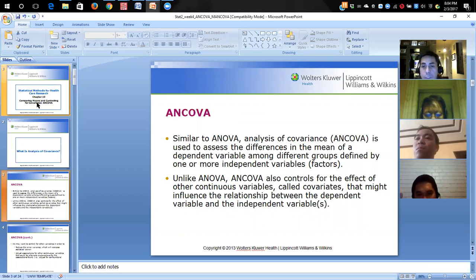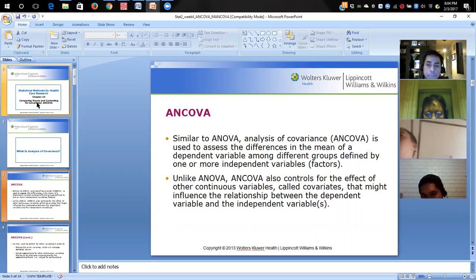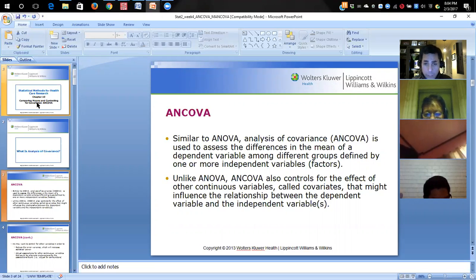So these are what we call developmental concepts, that from ANOVA you build on that one, and then you can do an ANCOVA. In ANCOVA, we assess the differences in the mean of a dependent variable among different groups defined by one or more independent variables or factors. This definition is exactly the same definition that you see in multiple linear regression.